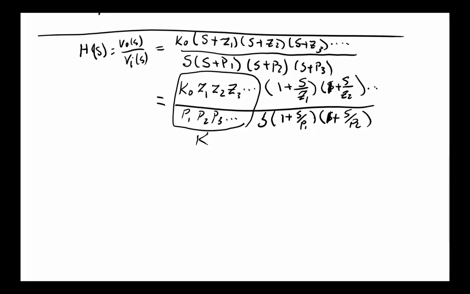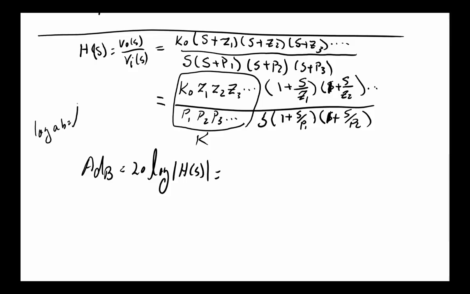Then we're going to be able to say, okay, now what is A in dB? A in dB is 20 log of the magnitude of H of S by definition. Now we remember the log characteristics: log of A times B is equal to log of A plus log of B, and log of A over B is log of A minus log of B.